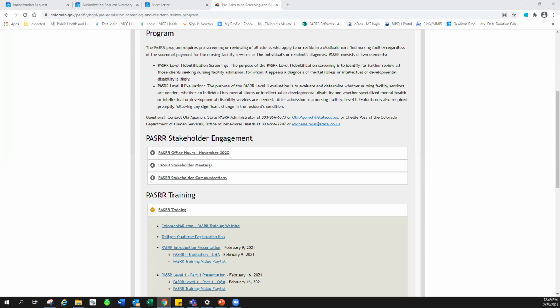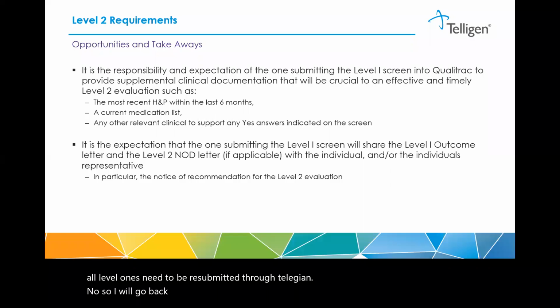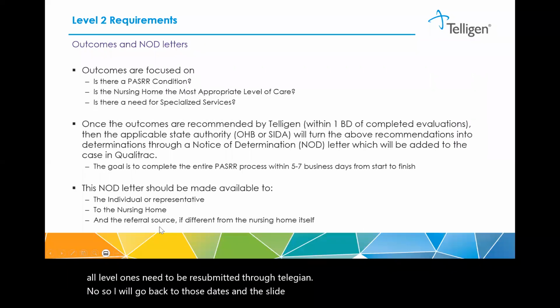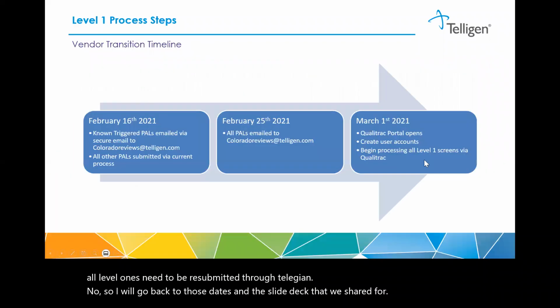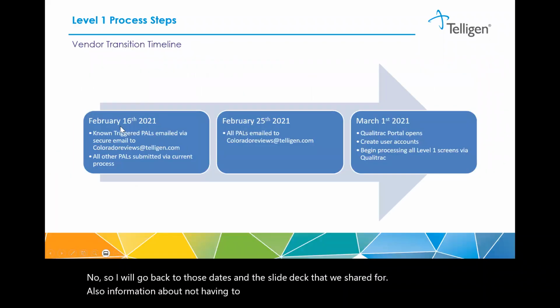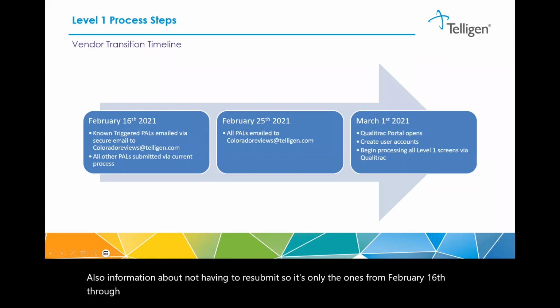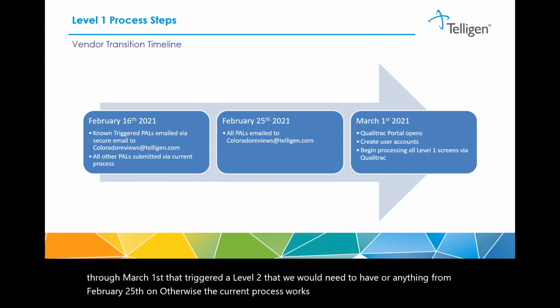Do all Level 1s need to be resubmitted through Telligen? No. I will go back to those dates and the slide deck that we shared for information about not having to resubmit. It's only the ones from February 16th through March 1st that triggered a Level 2 that we would need to have, or anything from February 25th on. Otherwise, the current process works for PASRRs through the 24th.